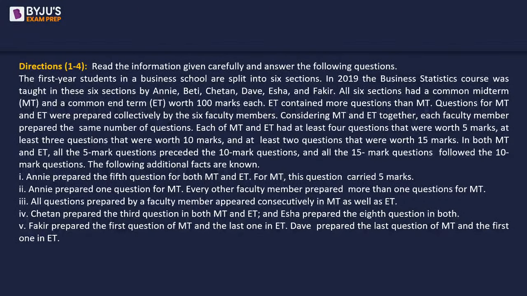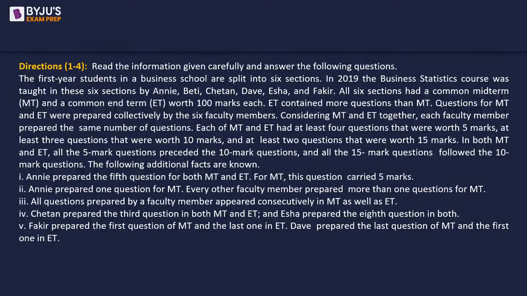Third statement says all questions prepared by a faculty member appeared consecutively. मतलब कि अगर A का क्वेश्चन नंबर 4 and 5 है तो 6 and 7 नेक्स्ट का होगा, 8 and 9 नेक्स्ट का होगा, कंसेक्यूटिव होना चाहिए. दैट मींस क्वेश्चन नंबर 1 and 2 by one person, 3 and 4 by another, 5 and 6 by another, and so on and so forth.